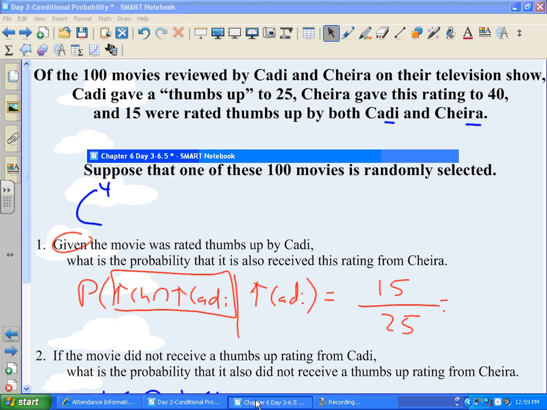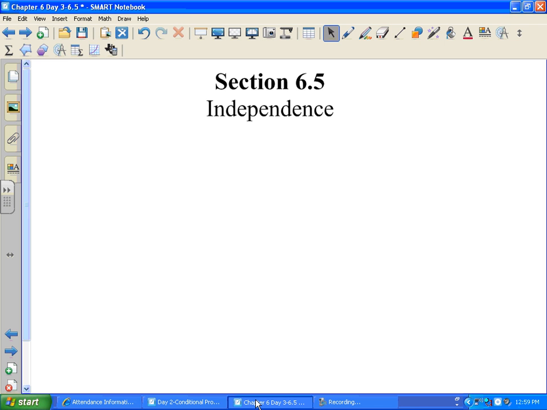We've got about 5 more minutes here. I want to start independence. I already talked about independence yesterday a little bit. I said if the events are independent, you can multiply. Put on your geometry cap. This is an if and only if statement.